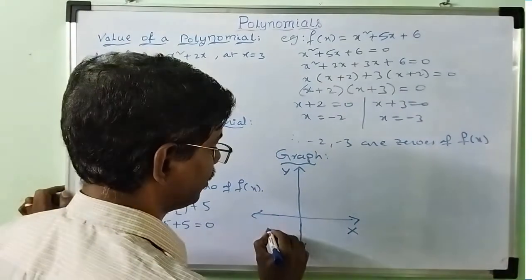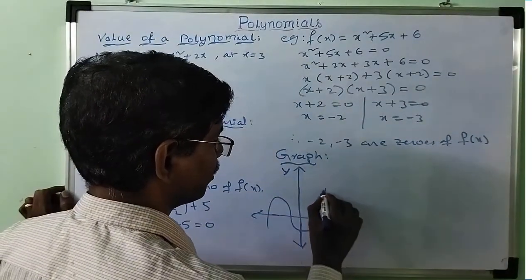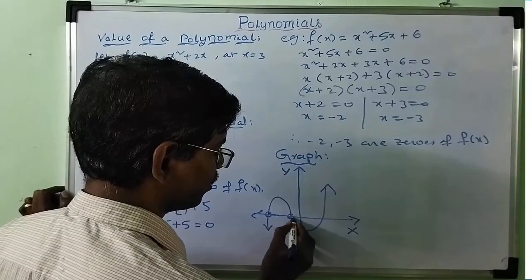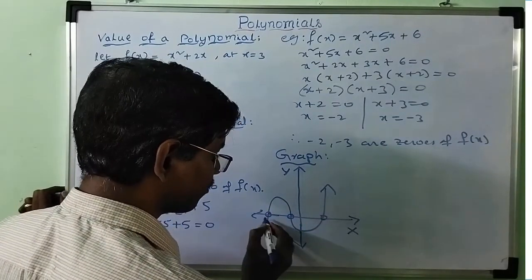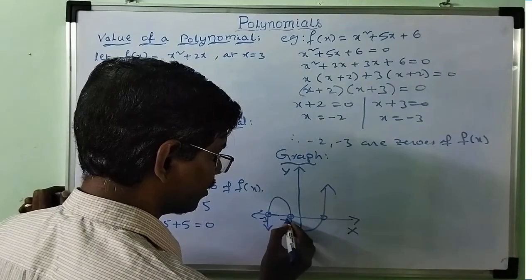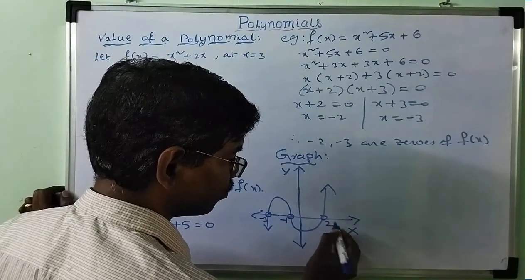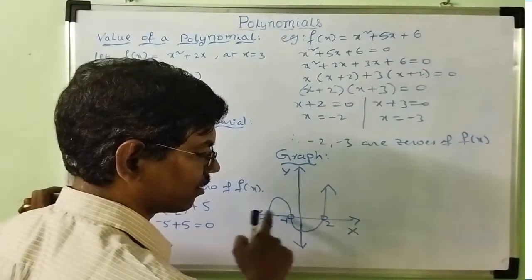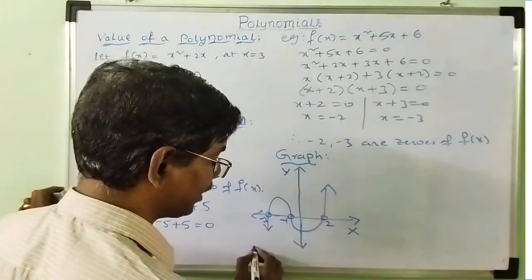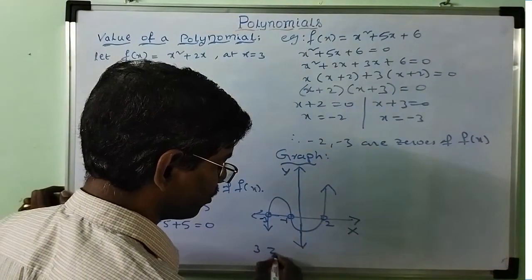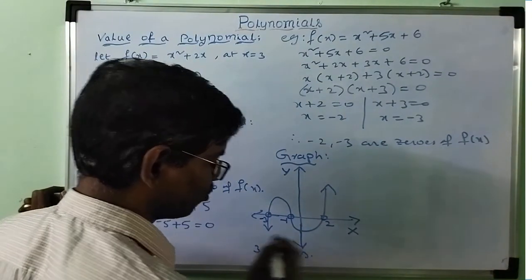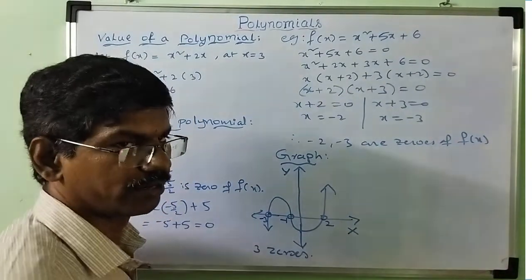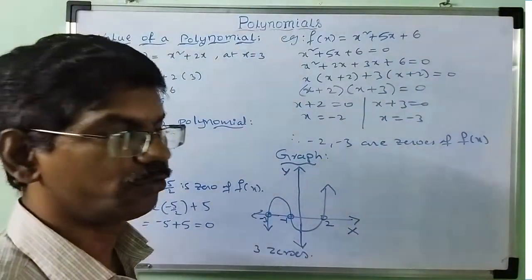For example, here this is the graph. It is intersecting the x-axis at 3 different points: here, here and here. For example, if they are minus 3, minus 1 and 2, then at how many points is it intersecting the x-axis? At 3 points, so it contains 3 zeros. What are those 3 zeros? Minus 3, minus 1 and 2 only. So it is a cubic polynomial. If it contains 3 zeros, it is a cubic polynomial.